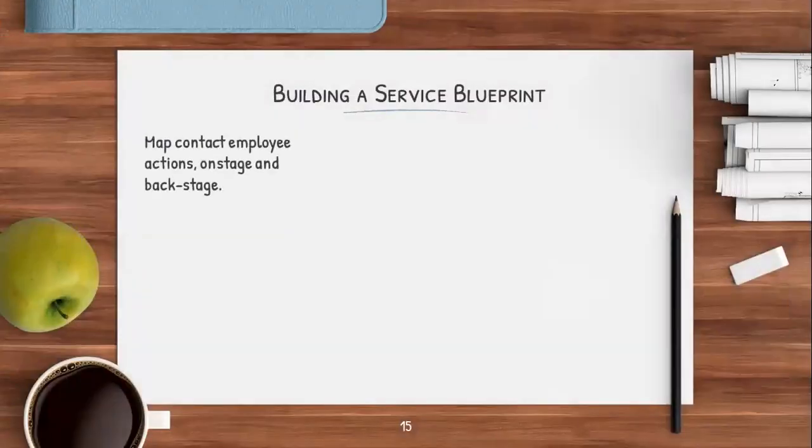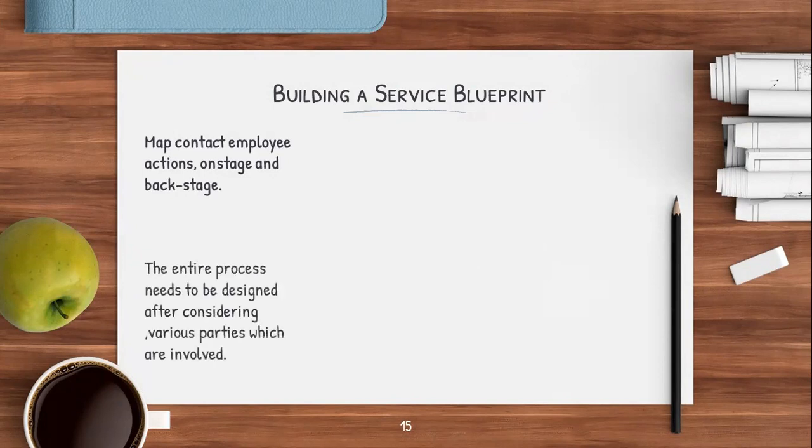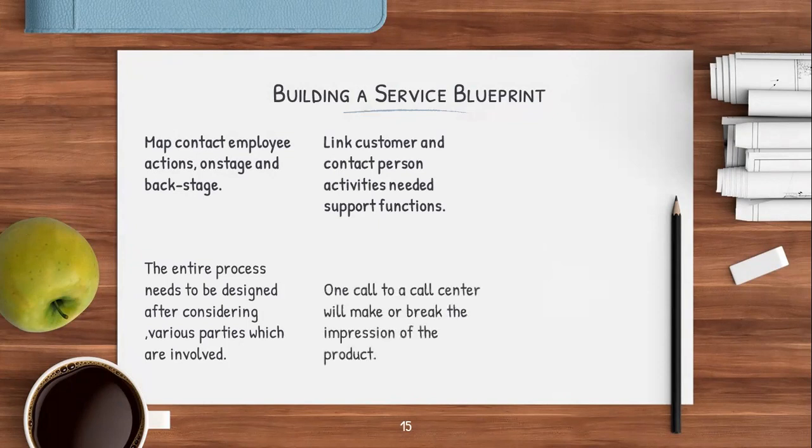The next step is to map contact employee action on stage and backstage. The entire process needs to be designed after considering the various parties involved. Link customer and contact person activities needed to support the functions. So one call to the call center will make or break the impression of the product.